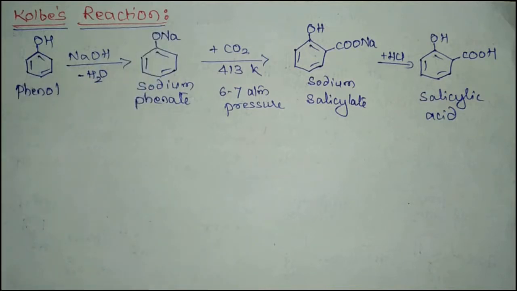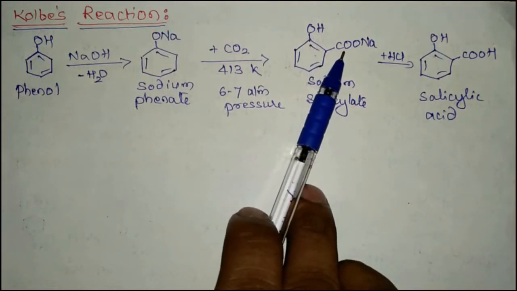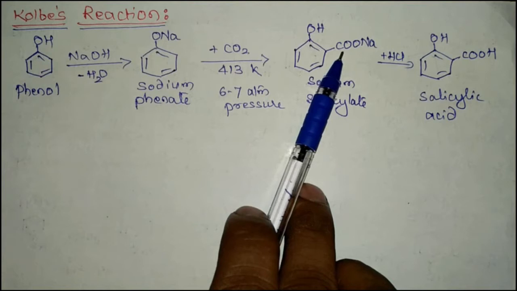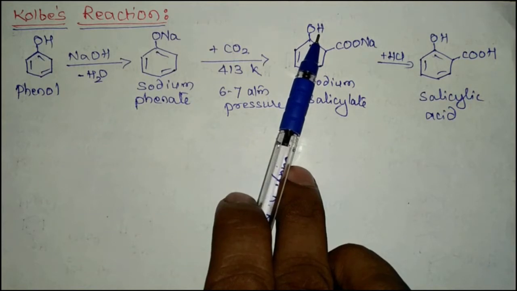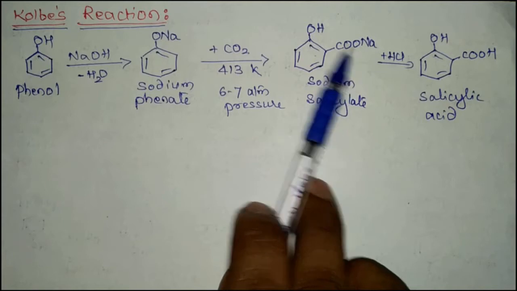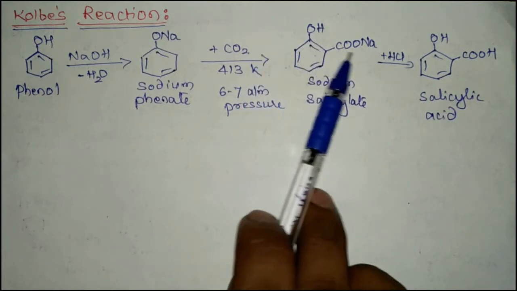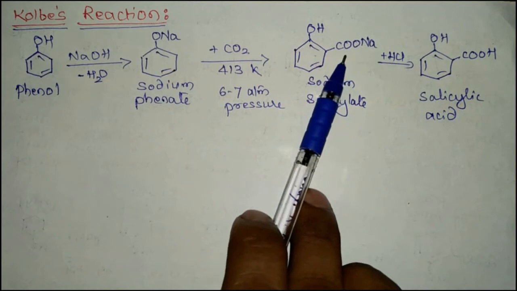Here you have to remember two more points. Here, if two acidic groups are present, then the salt of the stronger acid is formed. Here the hydrogen of OH is also acidic, and the hydrogen of the COOH group is also acidic because this is salicylic acid. Here, if sodium salt is there, it forms salt with the stronger acid.